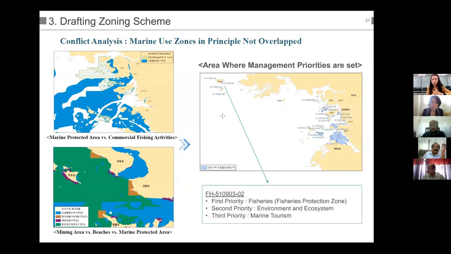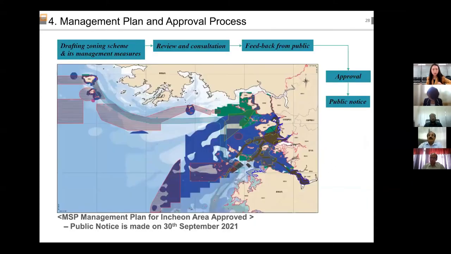So we need to look at such areas where a lot of activities take place in one specific confined space. So we also make considerations, for example, by giving management code. If you look at the management code on the right side, we can see that the space is where fishing activities take place a lot, and we can also see from the management code that the second priority is environment and ecosystem, and the priority is all displayed for users to see what takes the first priority, the second, and the third.